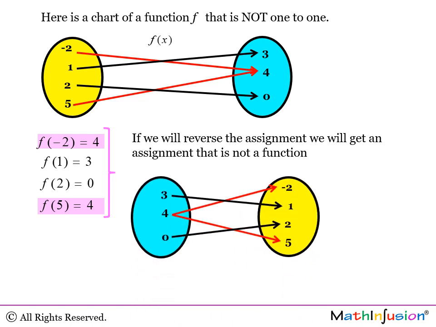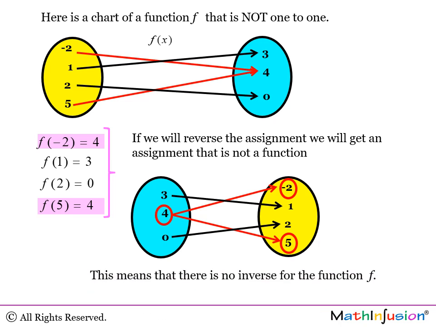Here is the reversed assignment. This one is not a function. Observe what happens to 4. 4 is assigned to two different elements in the range. This means that there is no inverse for the function f of x.